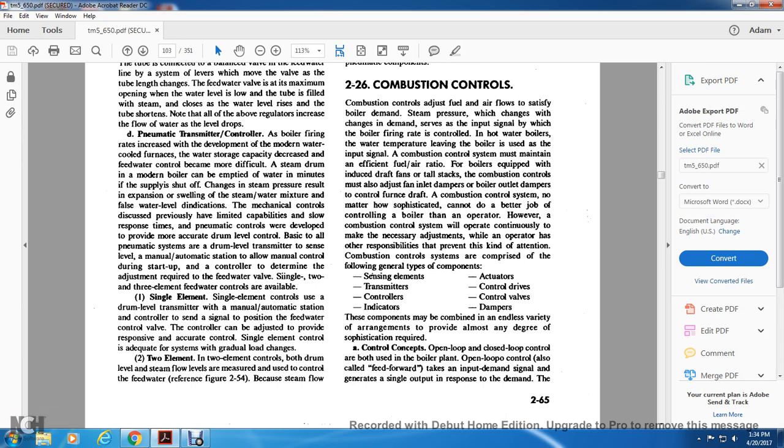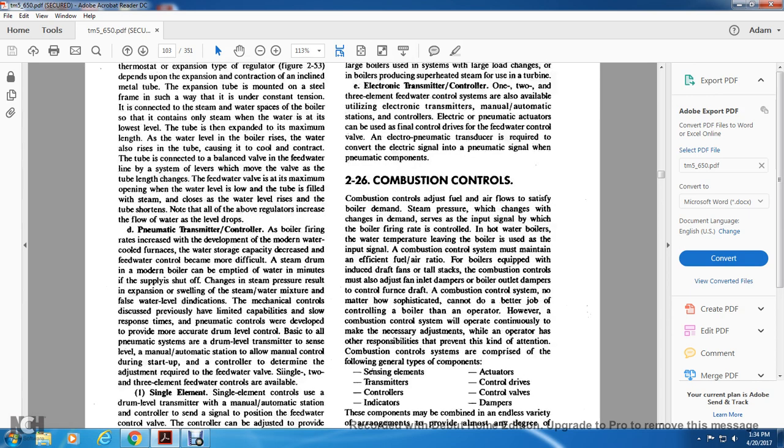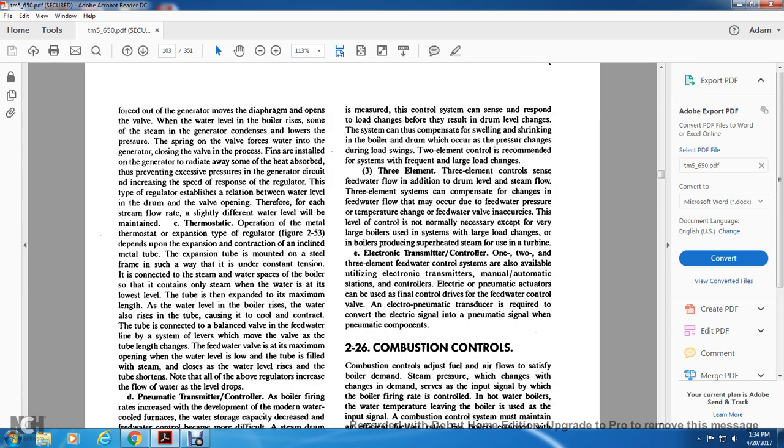Two element control. In two element controllers, both drum level and steam flow are measured to control the feed water. Because the steam flow is measured, the control system can sense the response to load changes before they result in a drum level change. The system will compensate for the swelling and shrinking of the boiler water in the drum that occur with pressure changes during load swings. Two element control is recommended for systems with infrequent load changes.